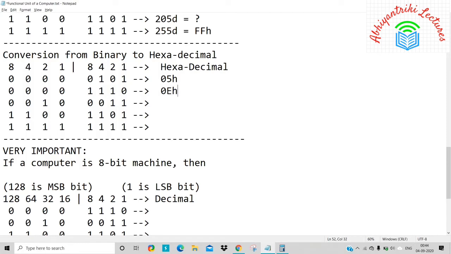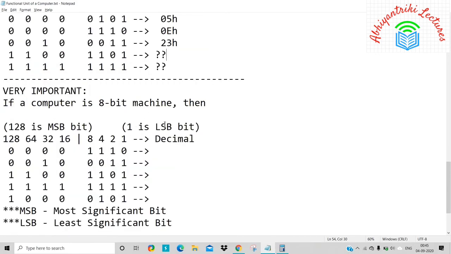And next, similarly for this one, take 2, this is 2 and this is 3. So 23H. Yes. What about this? Please find out and tell me the answer. Yes, what is the answer for this? Tell me.